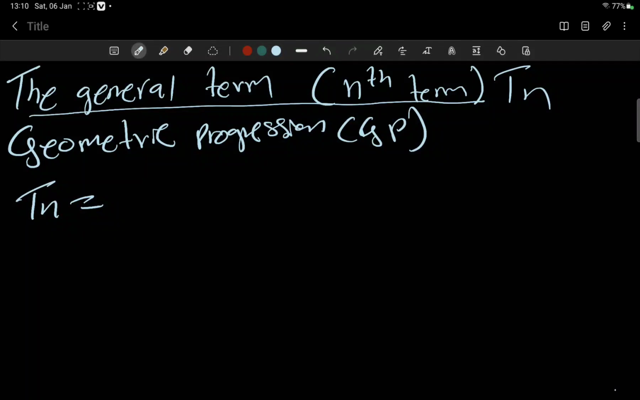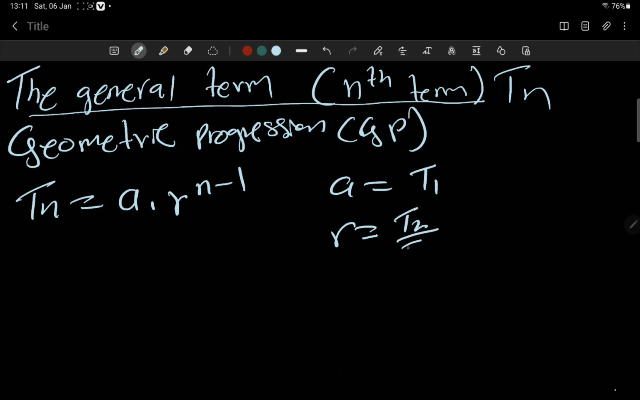In this video, we're going to check the general term of the geometric progression. The general term of the geometric progression is given by Tn equals A multiplied by R to the exponent of n minus 1. Here A is the first term of the sequence, and R is the common ratio, which is given by T2 over T1.